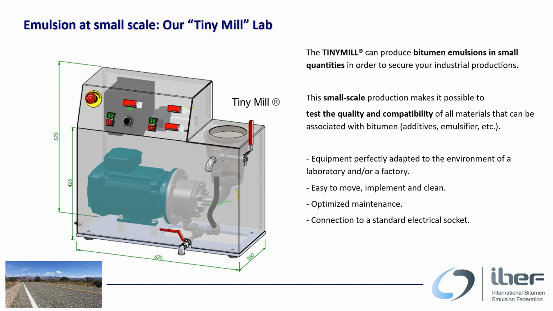Our last development is the tiny mill, a small mill which enables to produce small quantity of emulsion. It is mainly used to test raw materials like bitumen. For example, every time you have a new delivery of bitumen, you can make a quick test before switching to industrial unit. This lab mill is easy to operate, to move and to clean. The electrical connection is standard with a single phase 230 volt socket.